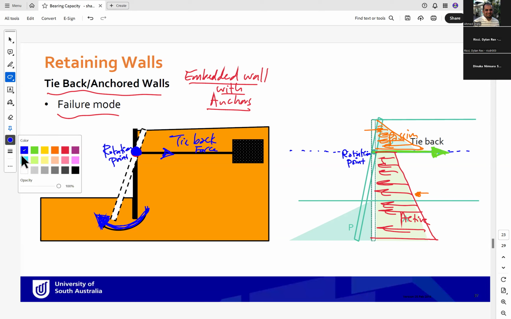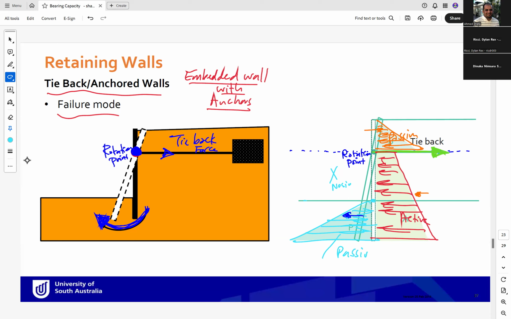Okay, for the left hand side, below the rotation point, we don't have soil here, no soil. The soil just starts from this line here, right? So from this point here, did the soil move towards the wall, or the wall move towards the soil? The wall moved towards the soil. So we have passive pressure in this case. So the wall moved towards the soil, so we have passive pressure here. Okay, so this is how to know the pressure on the wall and soil at the failure mode of the embedded wall with anchors.